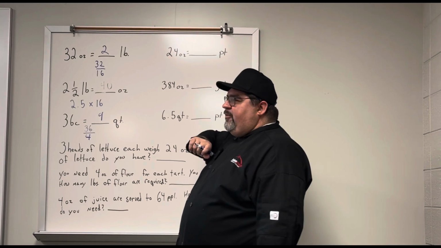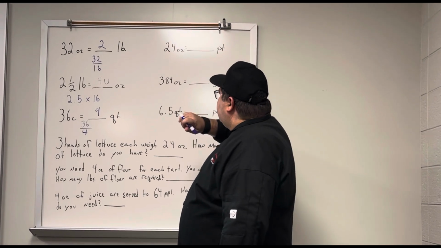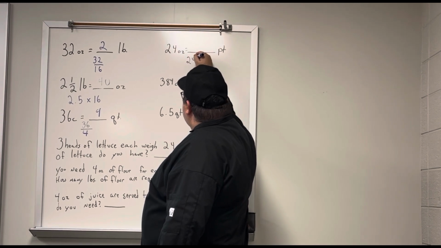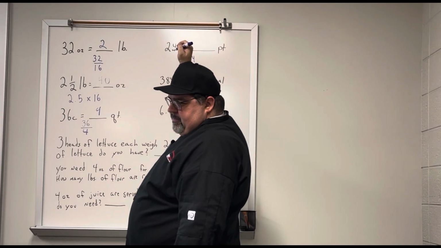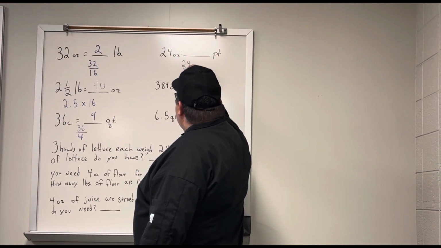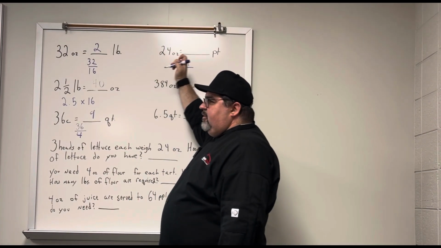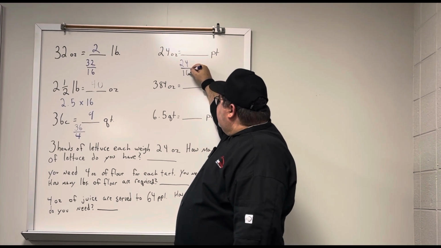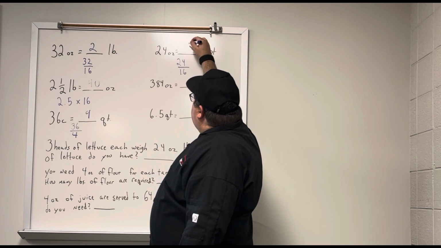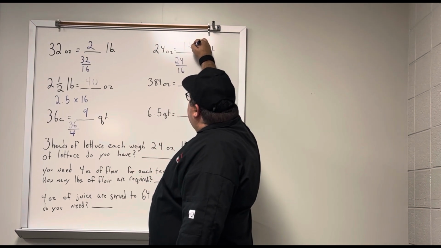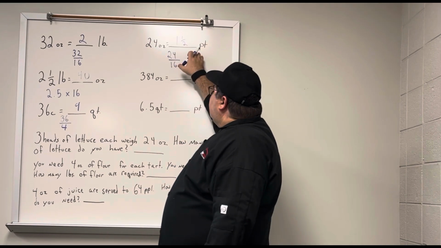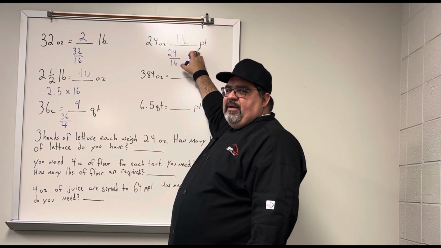All right, so now we're looking at ounces into pints. So we have 24 ounces. And we are going to divide by the number of ounces in a pint, which is 16. And that is going to give us 1.5. So 24 ounces is 1.5 pints.